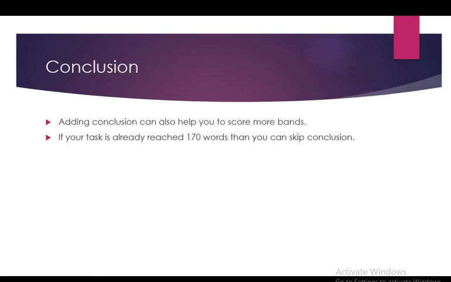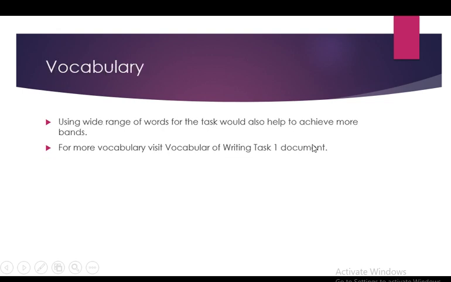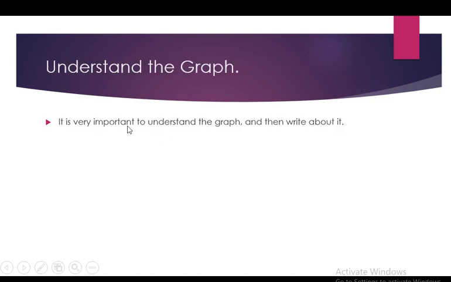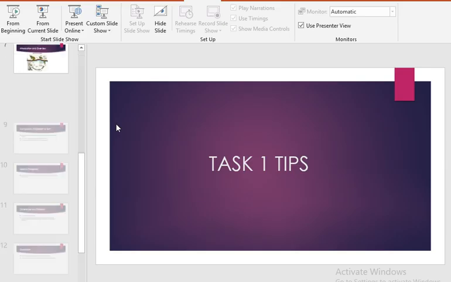And then comes the conclusion. Adding a conclusion can also help you to score more bands. If your task has already reached 170 words, then you can skip the conclusion. And yes, now we come to the vocabulary. The last point is that it's very important to understand the graph and then write about it. You must understand what the graph is about.